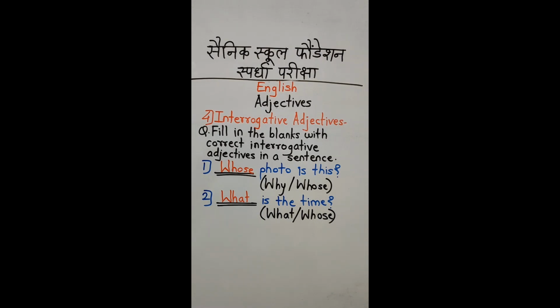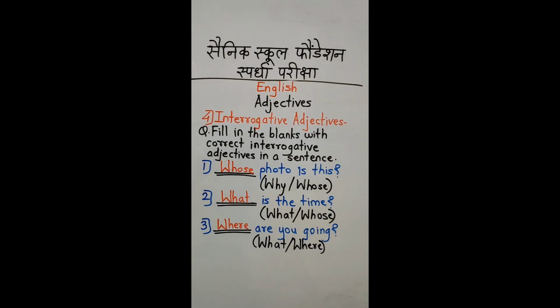The third example is given, dash are you going, and the options are what or where. Here we can see the action of going is happening. Here we are not talking about any event that happened. Here we want to ask a question about which place he is going to. So therefore we will use the word where to ask this question, and the sentence will become, where are you going? In this way we can identify the interrogative adjectives in a sentence.